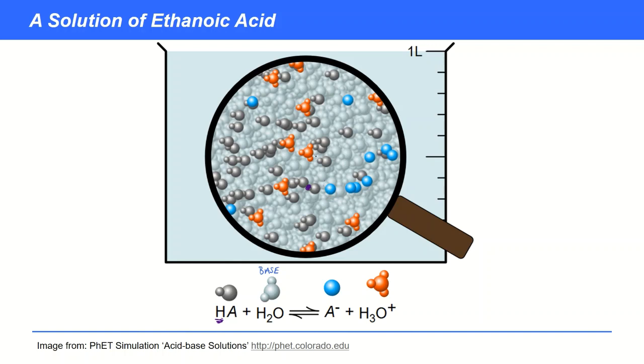It hasn't happened to all the molecules because this is a weak acid. And in so doing, that proton has actually been transferred onto a water molecule and it's become this ion here, which is known as H3O plus, a hydronium ion.